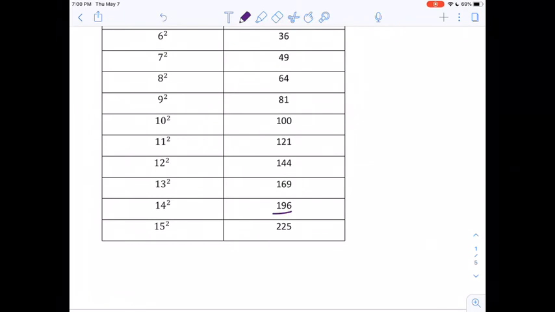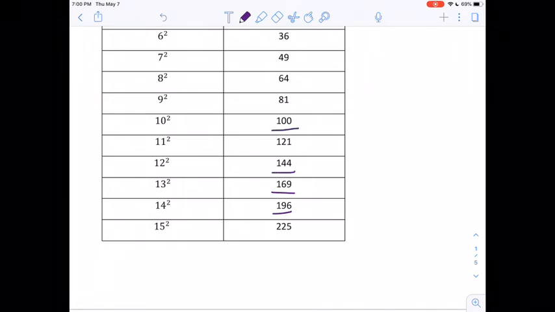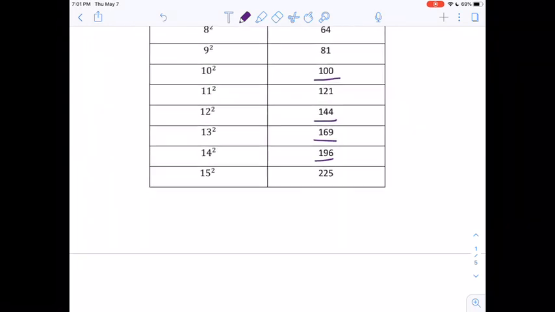Do I get an even number? No. 200 divided by 169. Do I get a whole number? No. 200 divided by 144. No. Okay, keep going, keep going. 200 divided by 100. Yes, I know that that is 2.